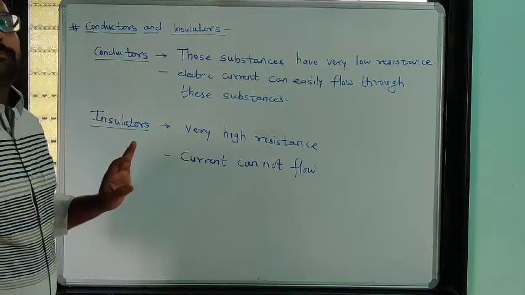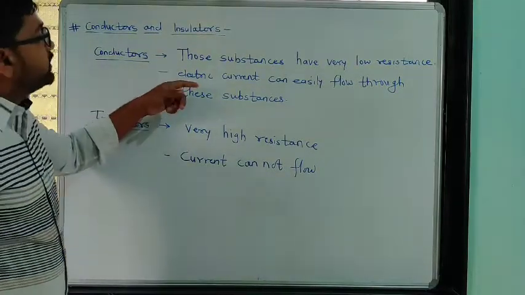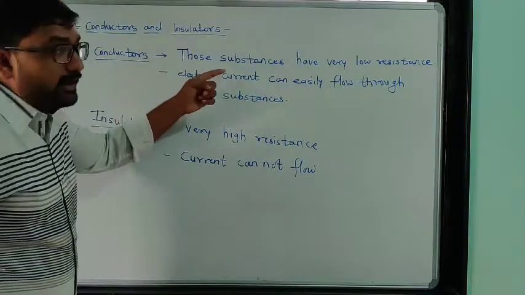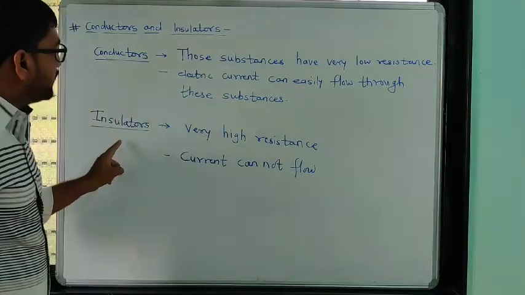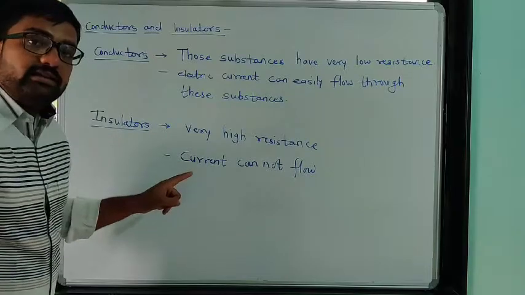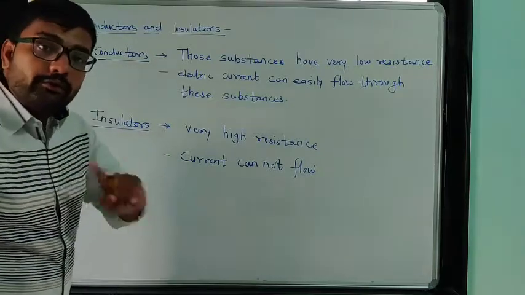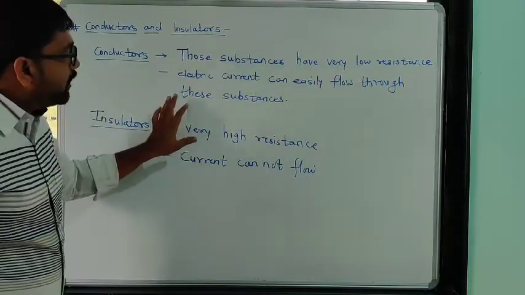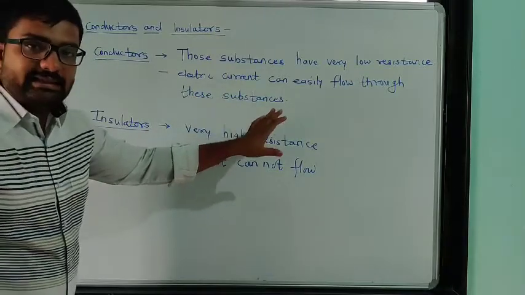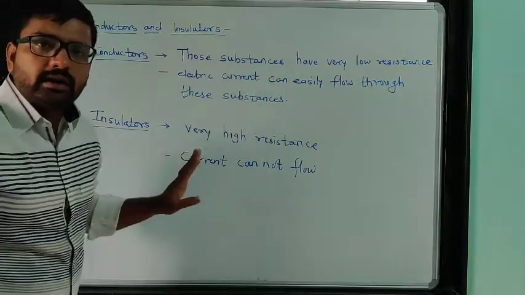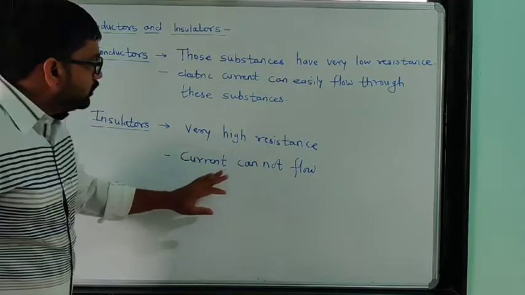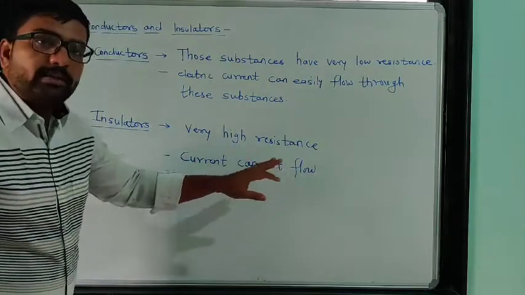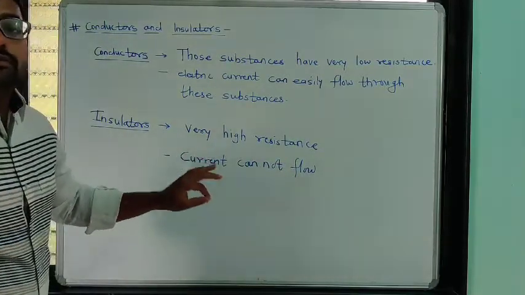Resistance is very high. Okay, so due to the low resistance, what happens? Current easily flows. And in an insulator, what happens? Due to the high resistance, current cannot flow. Examples here: copper, gold, etc. Those are some examples of conductors, and here wood, plastic, cloth are examples of insulators.